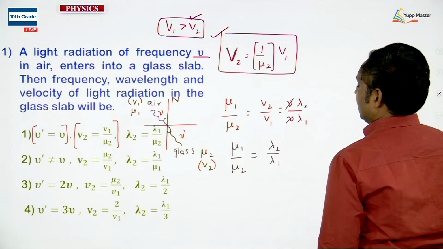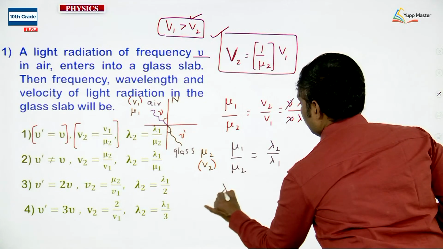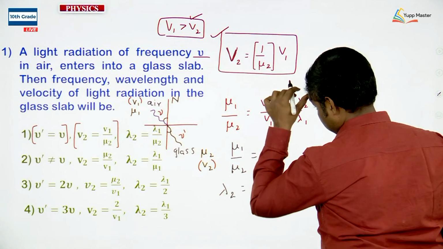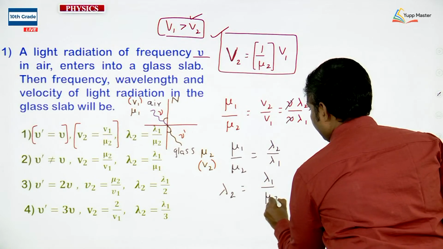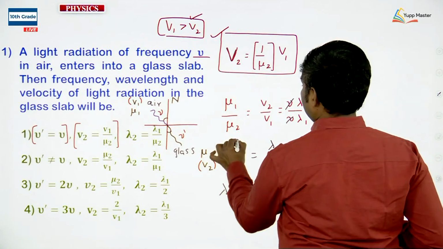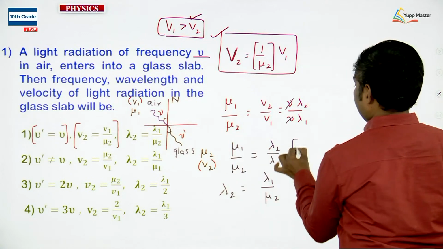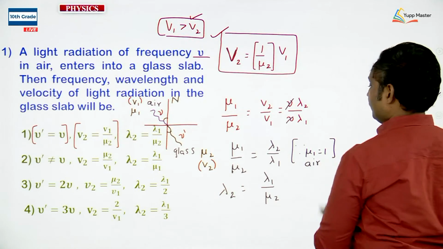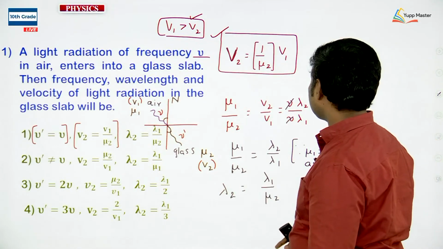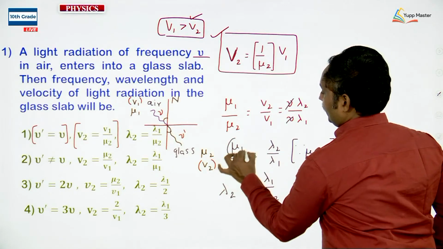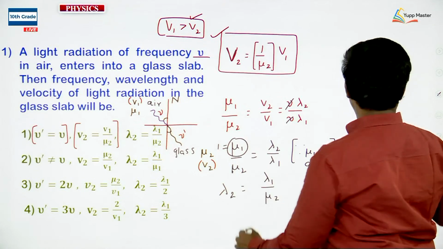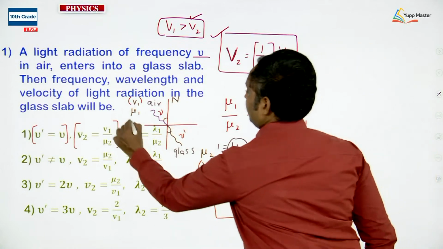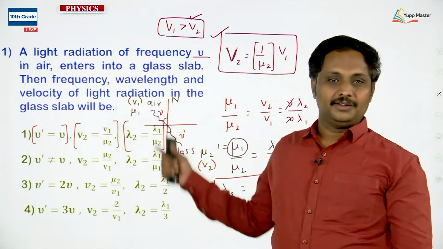Very clear. Now you can take that lambda 2 is equal to lambda 1 by mu2. So it is going to be 1, since mu1 is equal to 1 for air. Yes, you can write down easily, it's going to be 1. Now you have obtained that. Very clear. These are the fundamental relations.